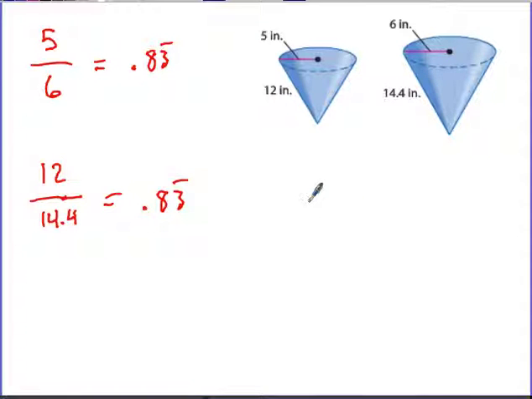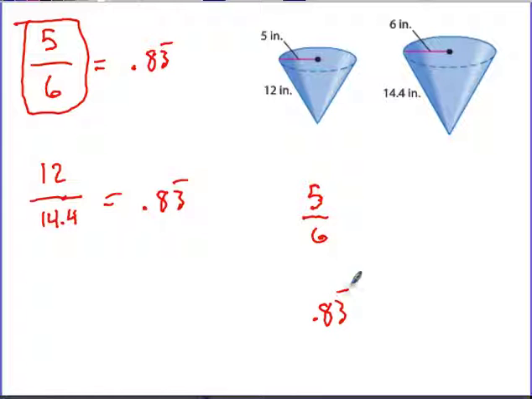What's the scale factor? 0.83 repeating, or how would we state it as a fraction? 83 over 100? Well, no, because the 3 repeats. You can't change that to 100. As a fraction, it would just be this right here. That's the simplest fraction we can make it. So the scale factor is either 5/6 or 0.83 repeating.